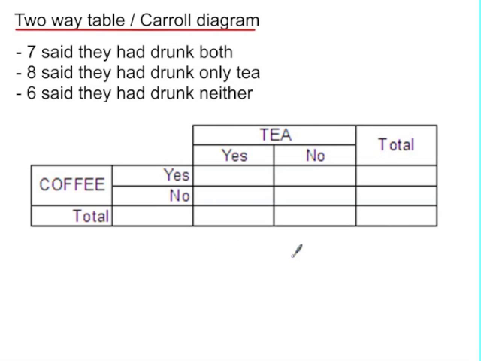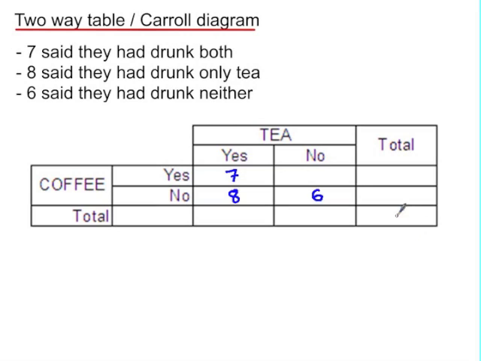A Venn diagram is not the only type of diagram that can help to solve problems like these. Now I'm going to work through the same example using a two-way table, which is also known as a Carroll diagram. 7 said they drunk both, so that's coffee yes, tea yes. 8 said they'd drunk only tea, that's tea yes, coffee no. And 6 said they'd drunk neither, that's coffee and tea both no.